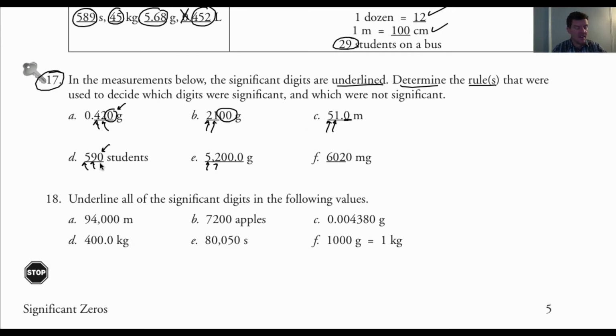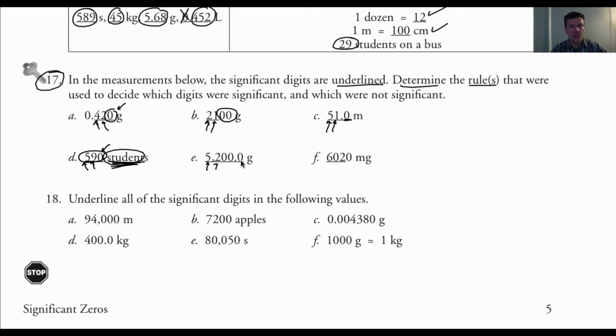0 at the end. That, by the way, students. Here's the difference. This is accounting. So they're saying you have exactly this many students. So this has an infinite number of significant figures. They're all going to be significant because you're measuring it as an exact number. You know exactly 590 students. There's no uncertainty there whatsoever.